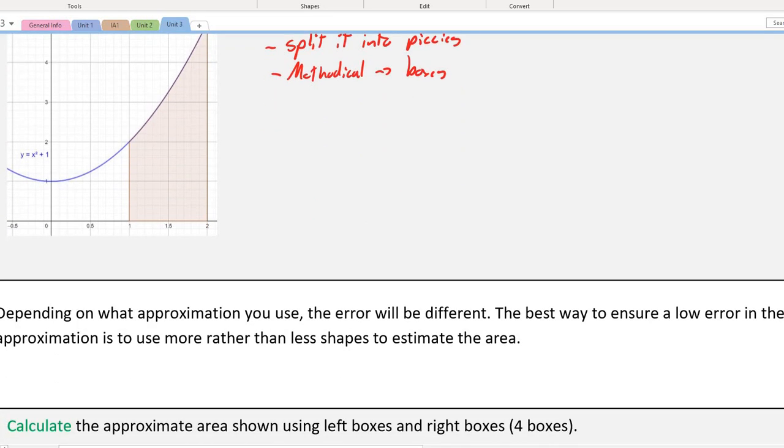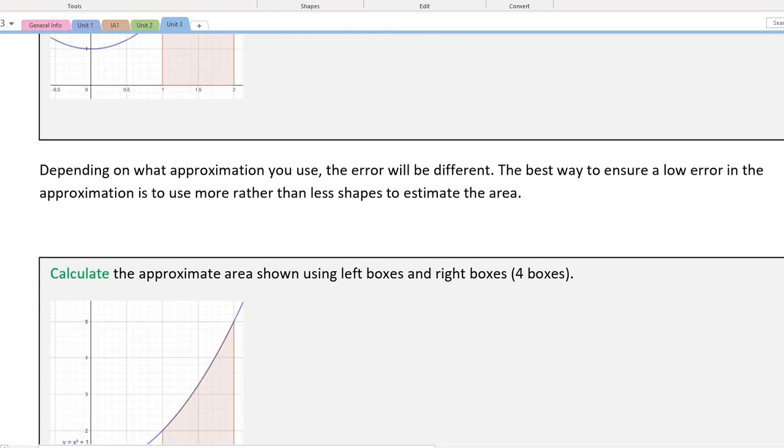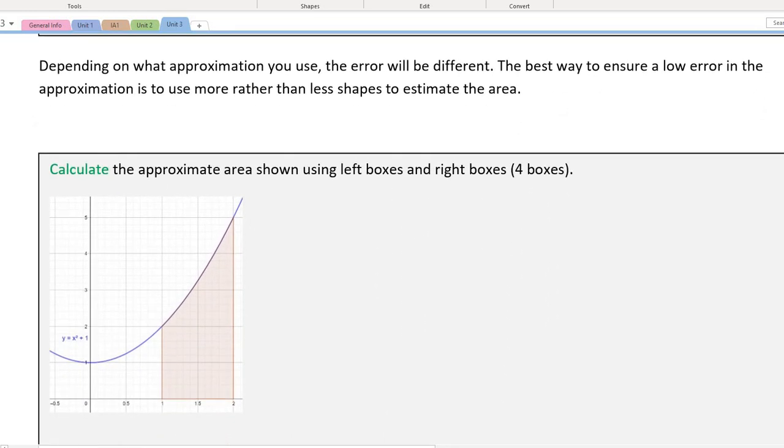Okay. So, depending on what approximation you use, the errors will be different. The best way to ensure a low error is to use more shapes to break up the shape in the estimation. So, we're going to do this doing left and right boxes. We're going to use 4 boxes. Actually, no, we're not. We're going to use 2 boxes each. I'm going to do the left box method first. And if I draw in my left boxes, all the left box means is that the left of the box is touching the line.